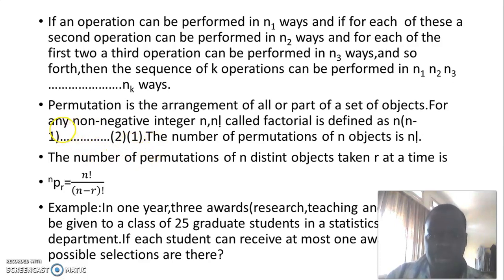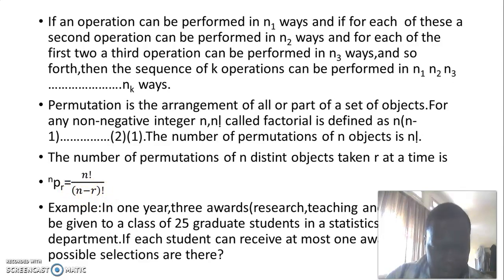So when you are to compute the permutation of n objects, you have to compute n factorial. Okay? And the number of permutations of n distinct objects taken r at a time is given by nPr, n permutation r, which is equal to n factorial divided by n minus r factorial.